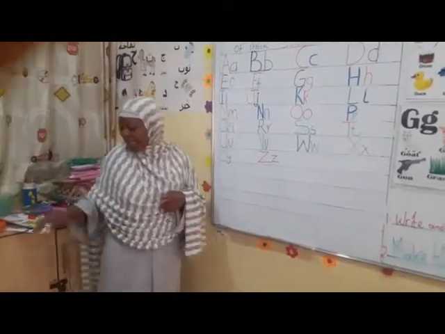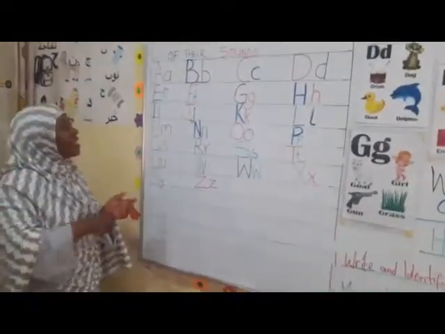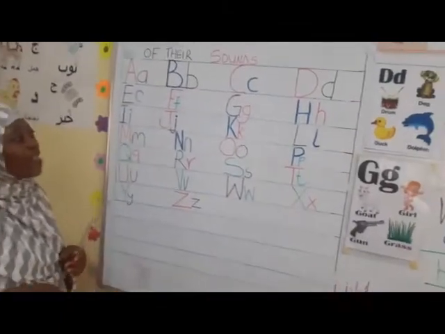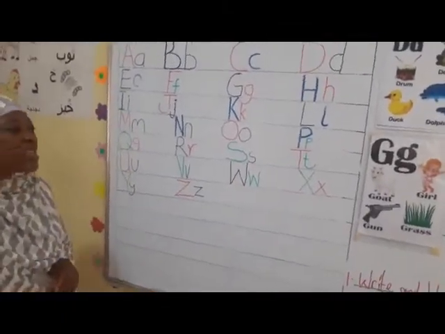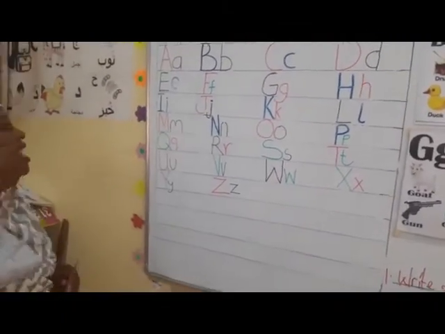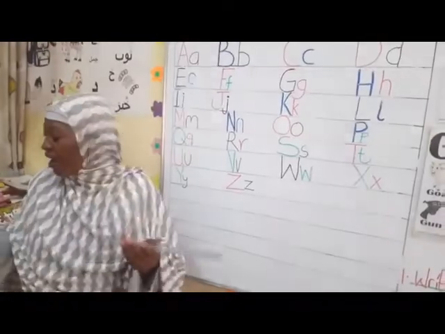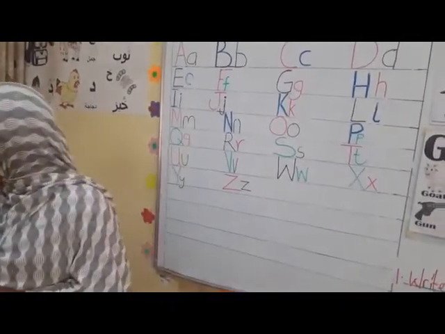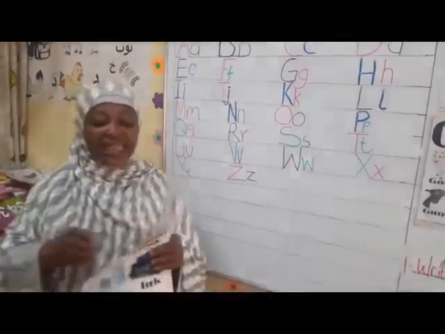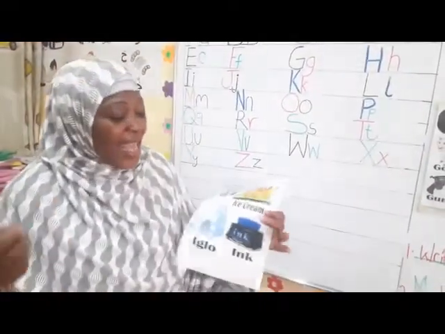The next letter is letter I. What is the sound of letter I? It sounds E. As in igloo. As in ice cream. As in insect.